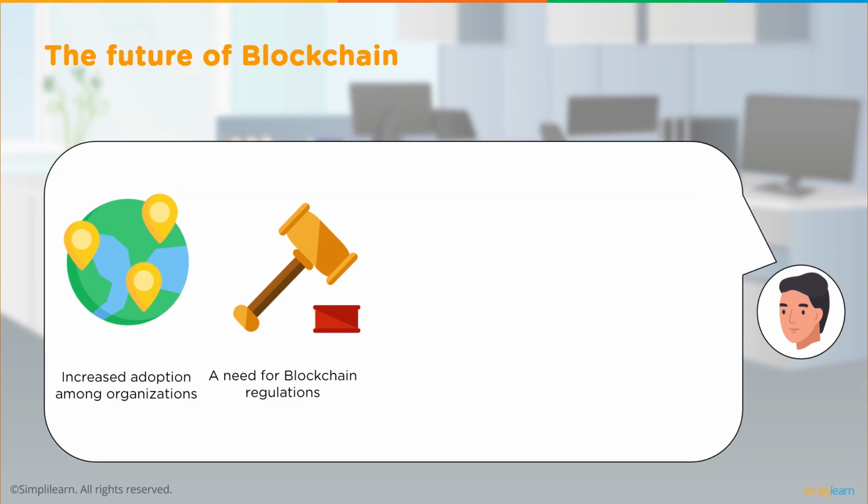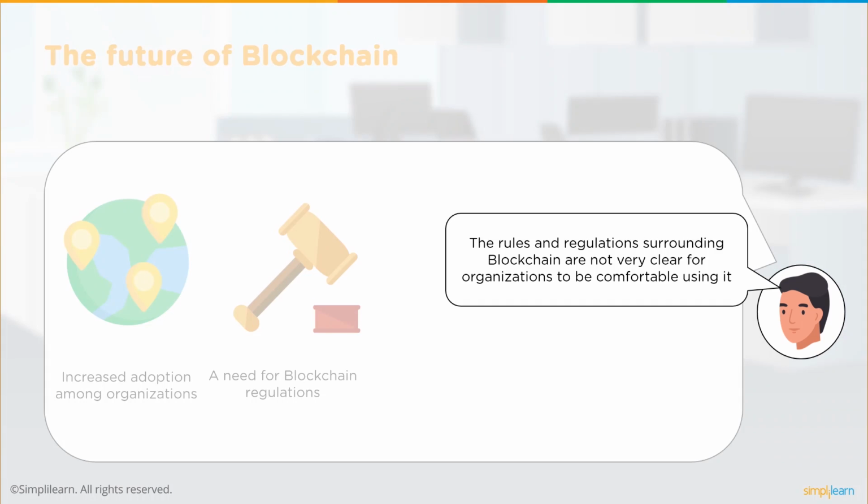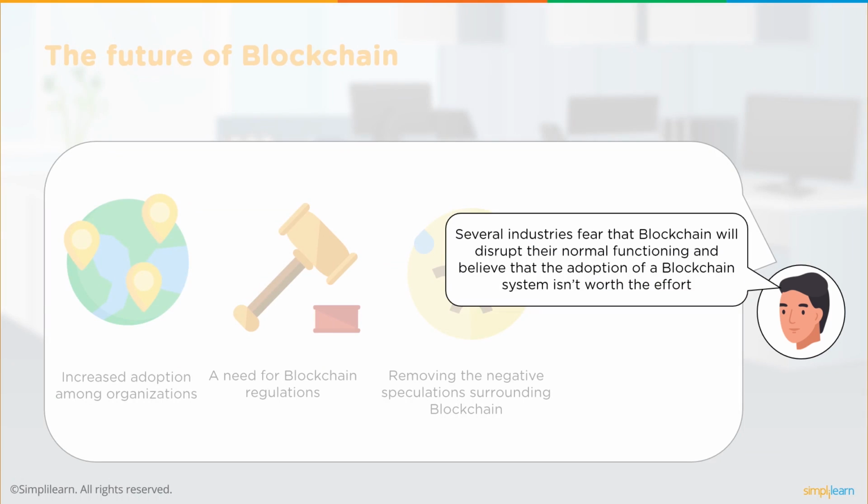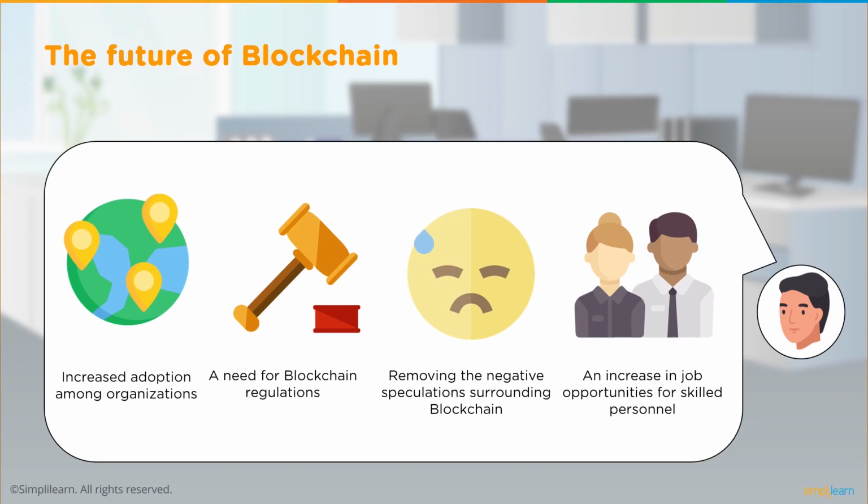Then there is a need for blockchain regulations. The rules and regulations surrounding blockchain are not very clear for organizations to be comfortable using it and move towards faster adoption. Also, there is a need for removing the negative speculations surrounding blockchain. Several industries fear that blockchain will disrupt their normal functioning and believe that the adoption of a blockchain system isn't worth the effort. And there is an increase in job opportunities for skilled personnel.